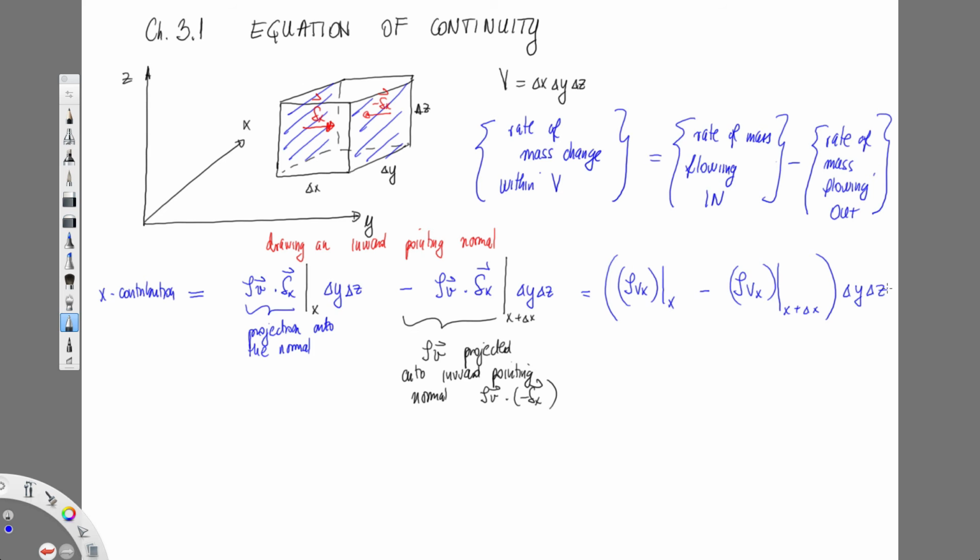Okay. So basically now when I sum up this rate of mass change, when I sum up all of the contributions, my rate of mass change, d/dt of mass, is this x contribution plus y contribution plus z contribution. In other words, integrate over the entire surface of rho V.